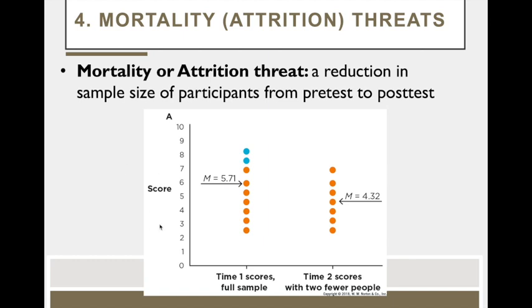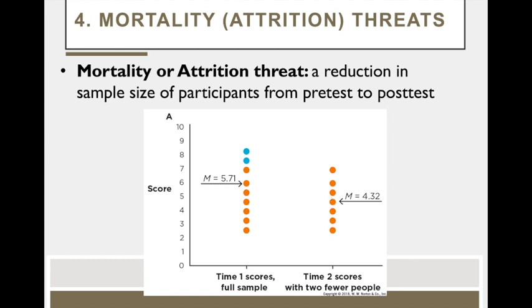So here we've got their scores on some measurement, and at time 1, we've got the full sample of everybody, and the ones in blue are the ones that are going to drop out. And then by time point 2, what we see is we've lost people, right? These 2 at the top have dropped out, and that has changed our mean. So the mean at time point 2 is actually lower.